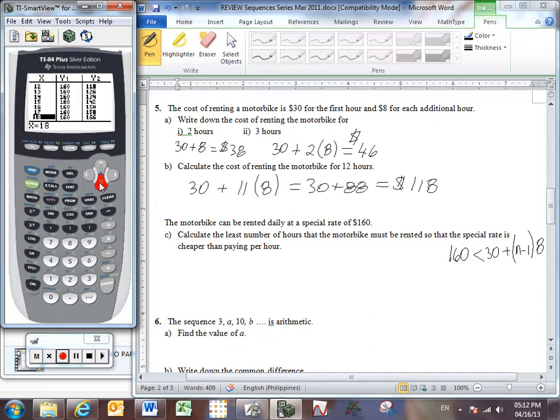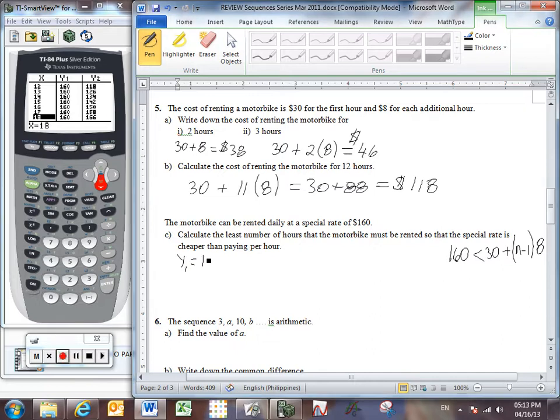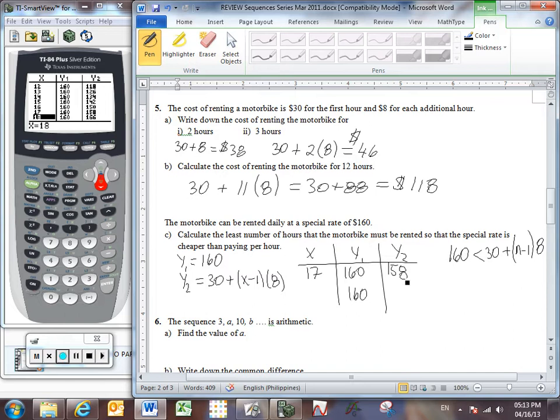So to show this work, we'll say y1 was equal to the left-hand side, y2 is equal to 30 plus x minus 1 times 8, and then we'll make a table, x, y1, y2, and we'll indicate only the 2 rows where it wasn't quite cheap enough, and then where finally 160 was cheaper than the hourly rate, and that occurred when n was 18. Thus, your answer is 18 hours must be the least number of hours.